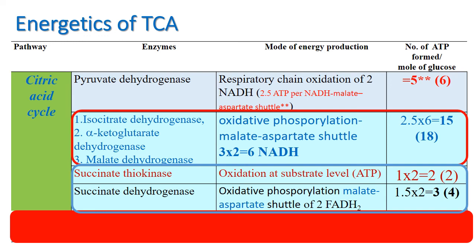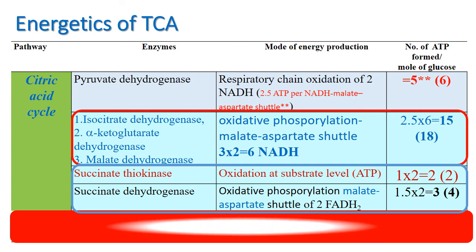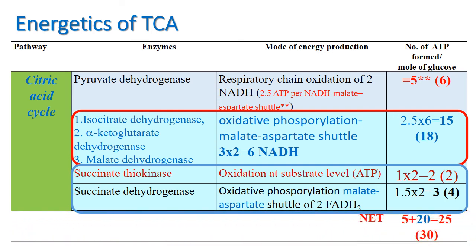And the next one is the succinate dehydrogenase, again oxidative phosphorylation through this malate aspartate shuttle, and there is a production of FADH2. So due to 2 acetyl CoA there are 2 FADH2, and each FADH2 will yield 1.5 ATP when it gets oxidized through malate aspartate shuttle, and we will have in total 3 ATPs. If we sum up all these ATPs, the value becomes 5 in the first step, and then 20 through citric acid cycle, and in total we have 25.